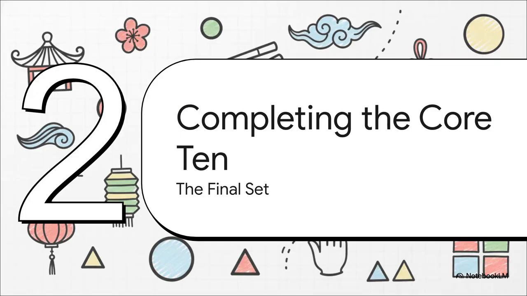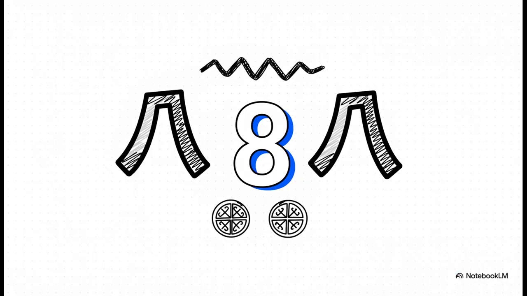All right, let's bring it home. We are now about to complete the entire foundational set. These last 3 numbers are going to round out your toolkit, and they'll prepare you to start counting even further. This character right here represents 8. It's pronounced ba, and again with a high flat tone.